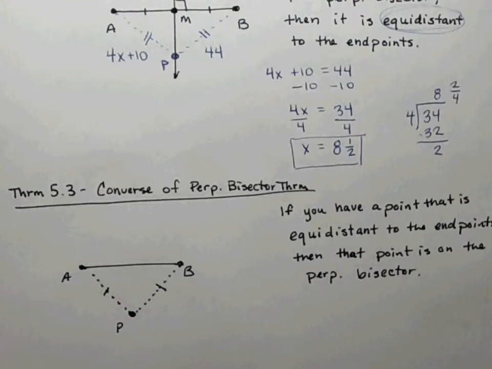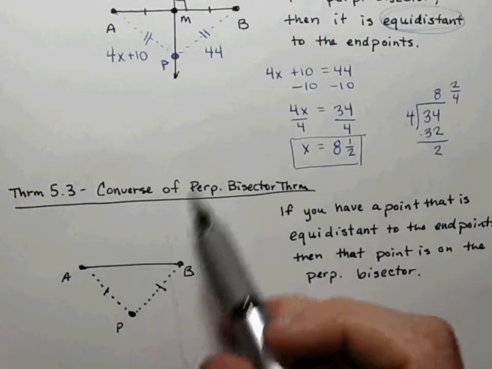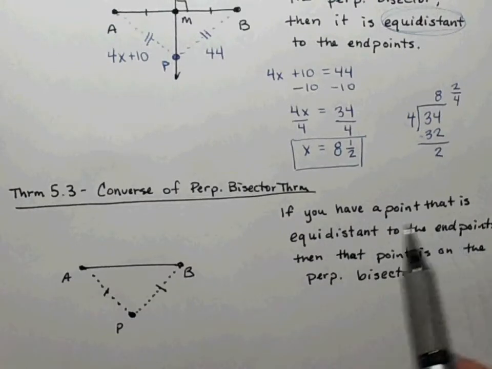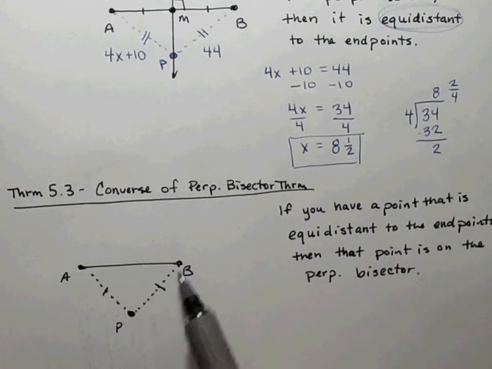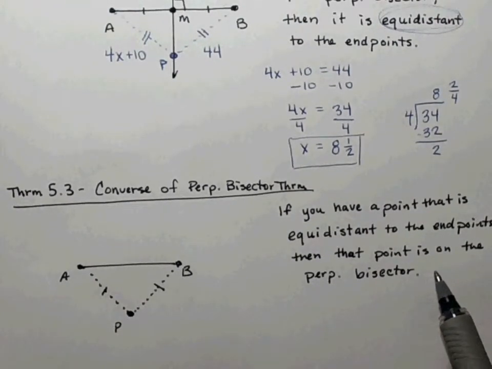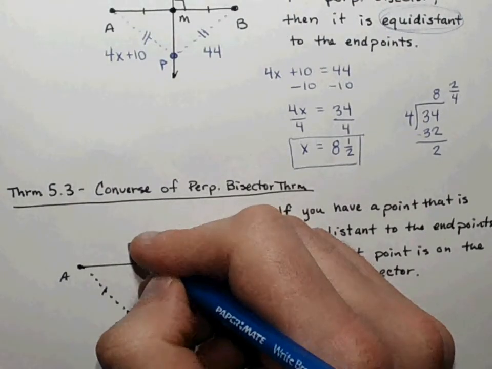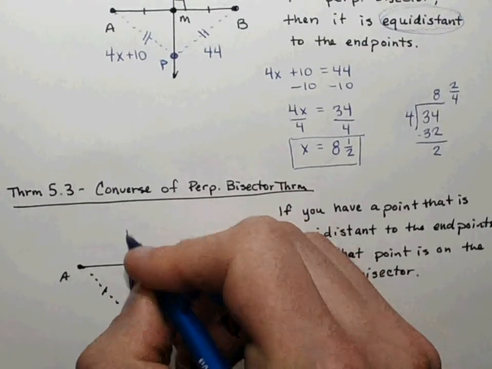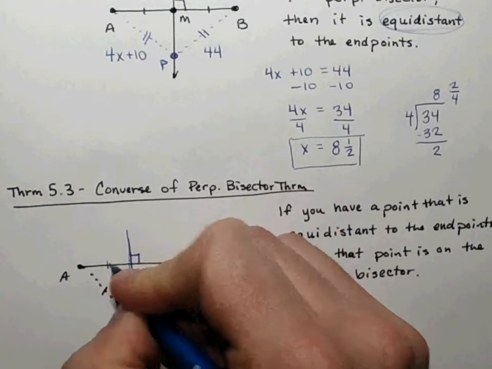So with that being said, if I look at our theorem, it says if you have a point that is equidistant to the endpoints, which in this case it is, then what do I know about that point? It says that point is on the perpendicular bisector. It has to be. That point has to be on the perpendicular bisector.